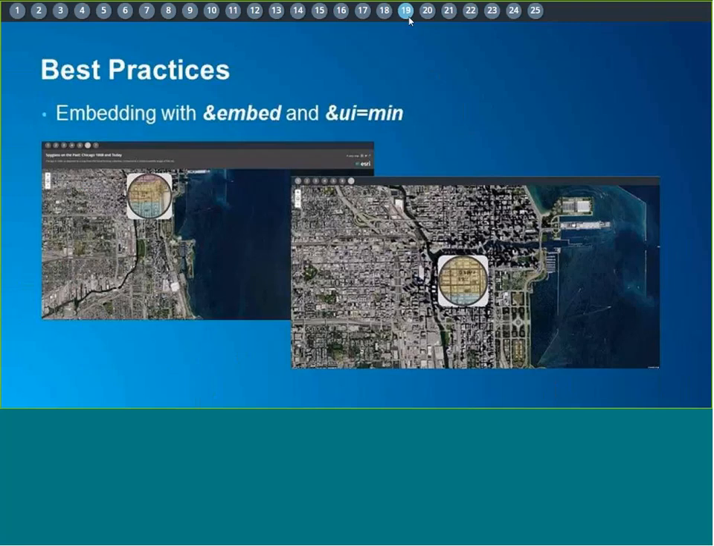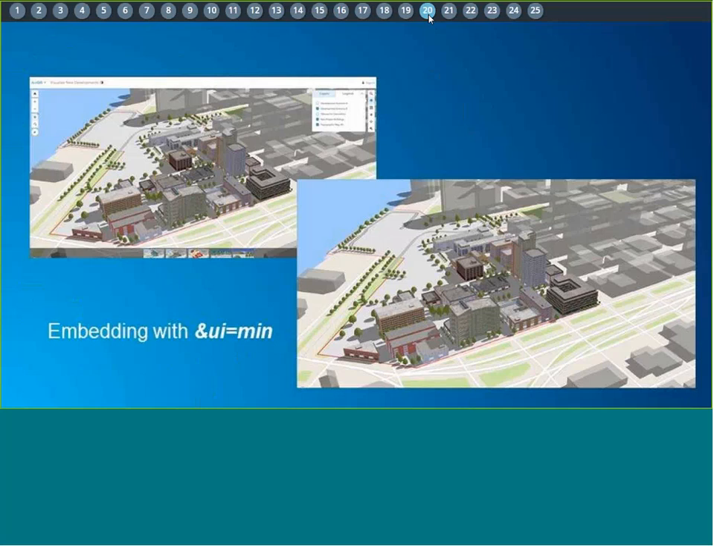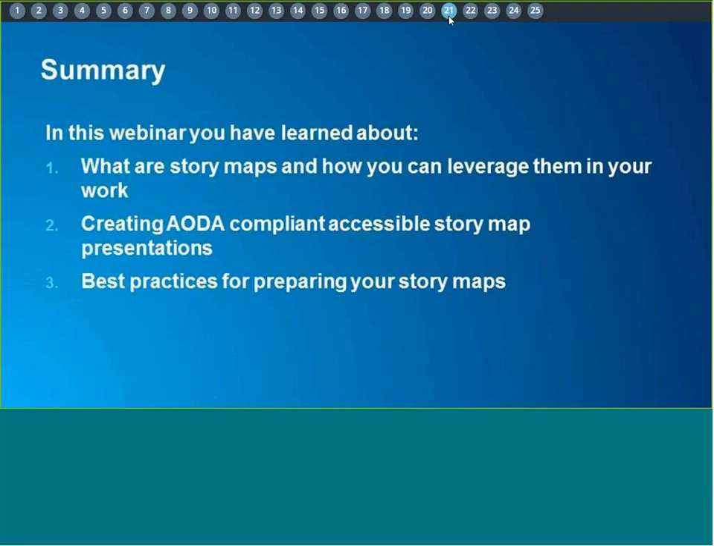The next thing is the embedding, as Zara showed you earlier, which is with the ampersand embed at the end of the web link. What that's going to do is minimize the user interface that you see. And if you are going to be using a web scene, you use ampersand ui equals min, and that's going to get rid of any of the extra stuff around the web scene, so you just see the web scene itself.